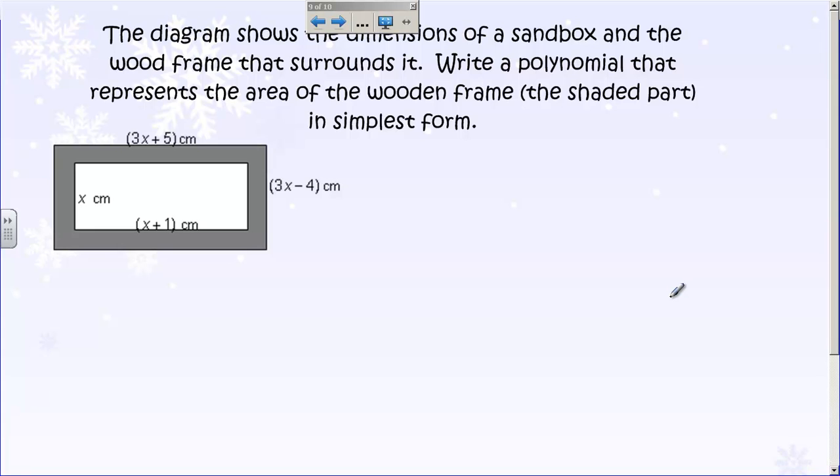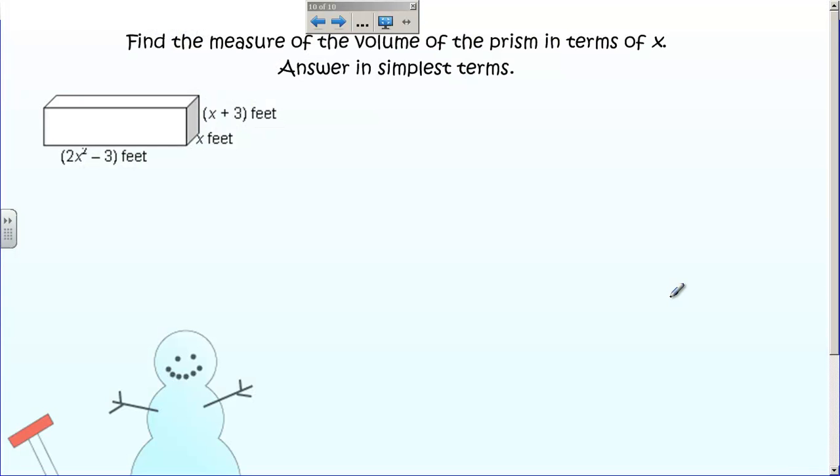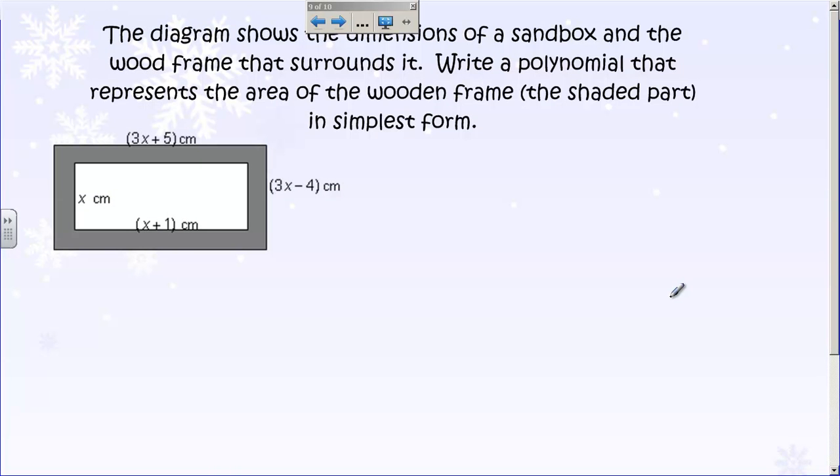This is a shaded area problem, and this is a volume problem. We're going to go ahead and take care of the shaded area problem because it involves multiple steps, and this will be our last one. So you have a diagram that shows the dimensions of a sandbox and the wood frame that surrounds it. Write a polynomial that represents the area of the wooden frame or the shaded part. So I'm trying to find the area of the shaded region. So the first thing I have to do is the area of the whole thing. So I have to do 3x plus 5 times 3x minus 4.